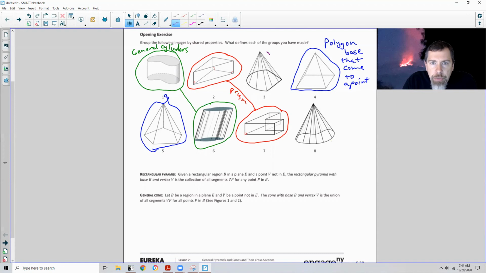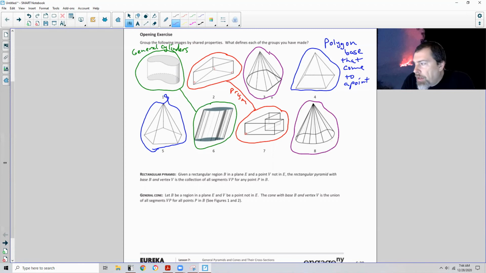But figures 3 and 8 are these shapes. They're general shapes, general cylinders again, that come to a point. Figures that come to a point with curved bases. Okay, so let's say curved bases that come to a point.